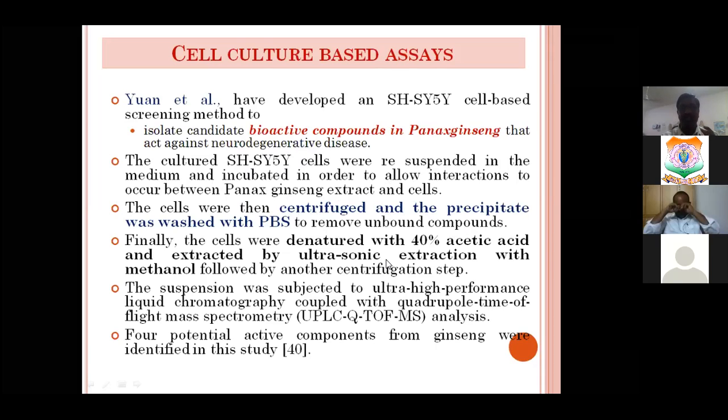Then the bound compounds were denatured with 40% acetic acid, extracted by ultrasonication with methanol, followed by another centrifugation step. Then they separated the active components which were bound to the cells and analyzed them by high performance liquid chromatography coupled with quadrupole time of flight mass spectrometry. They identified potential active components from ginseng in this study.